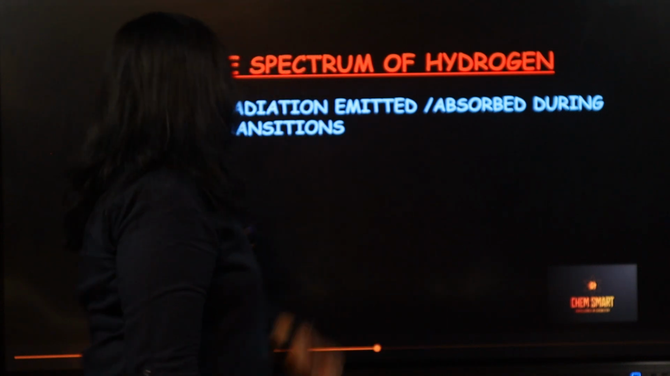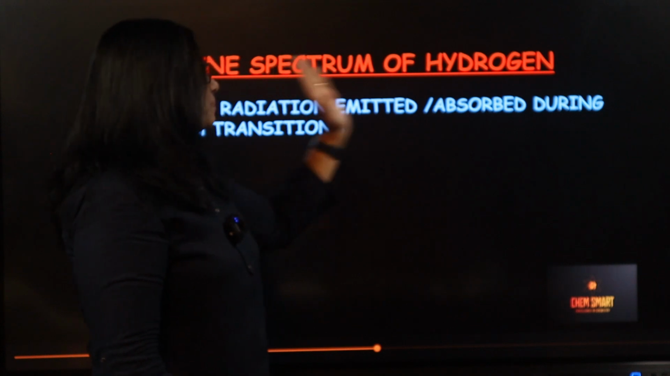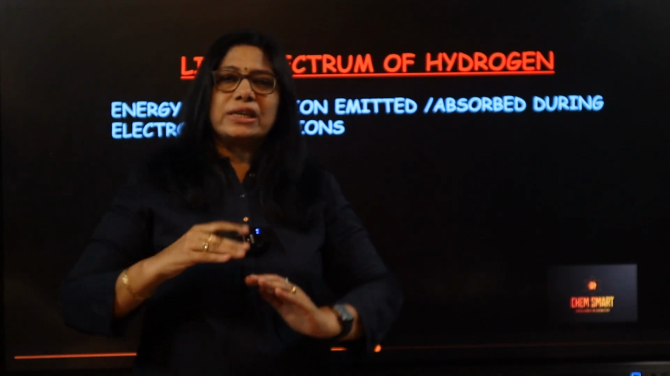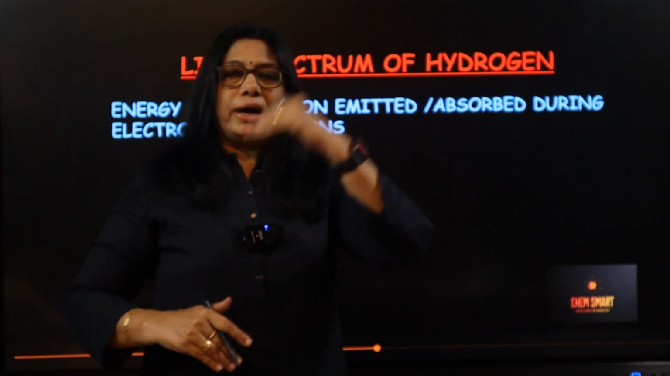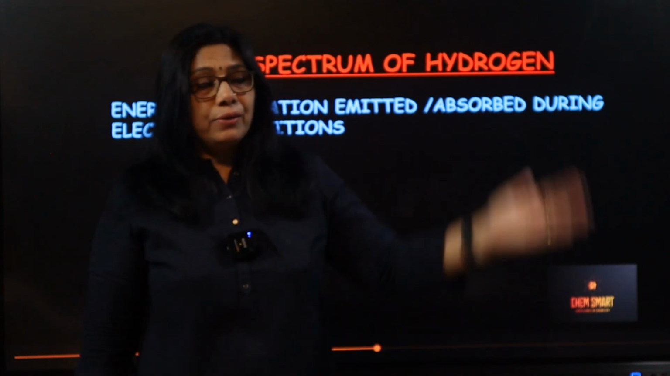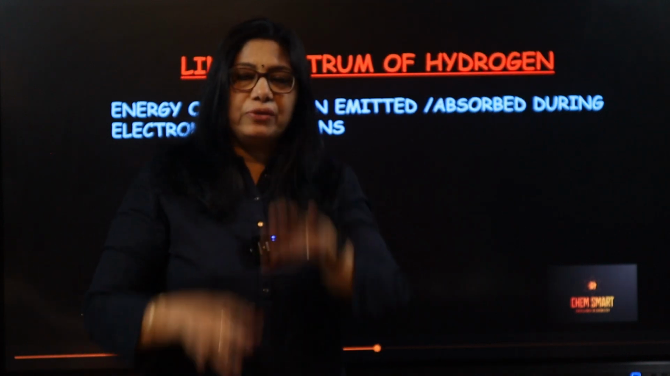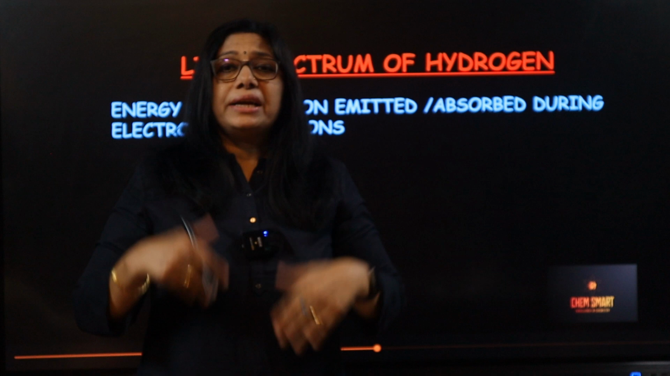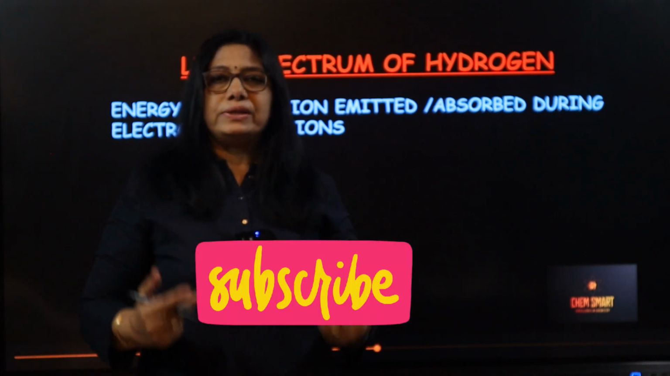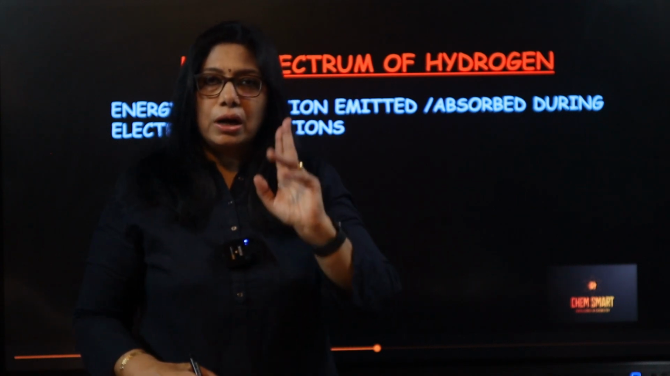Now, let's see some formulas connected to the line spectrum of hydrogen. When electrons undergo transition from a lower level to a higher level, they absorb energy in the form of radiation. When they go from a higher level to a lower level, they emit energy, whatever is the difference in energy between the two levels, and that is emitted in the form of radiations. So what is the energy, frequency, wave number, etc. of the radiation emitted or absorbed?